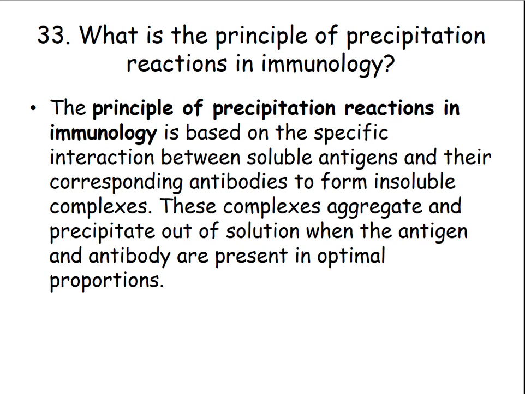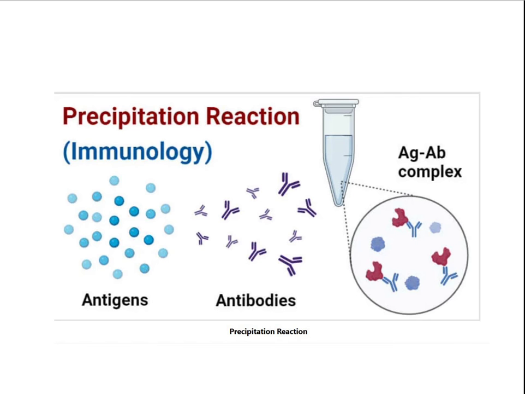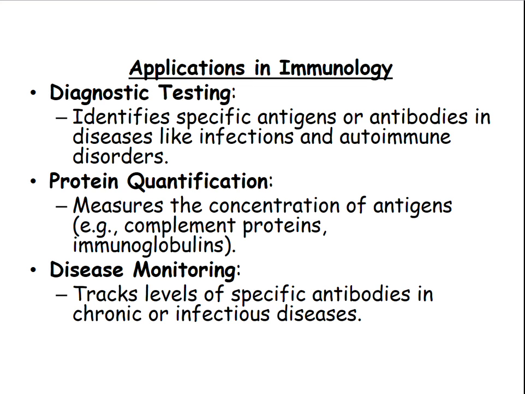So the third question is the principle of the precipitation reaction. The precipitation reaction is based on the interaction between soluble antigens and the corresponding antibodies to form an insoluble complex. And those complexes aggregate and precipitate out of solution when the antigens and antibodies are present in optimal proportions. So this diagram is about the precipitation reaction.